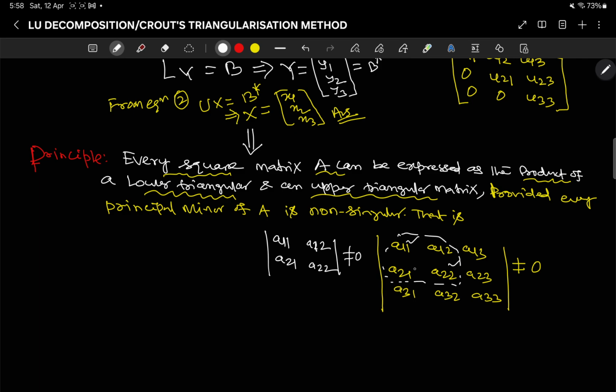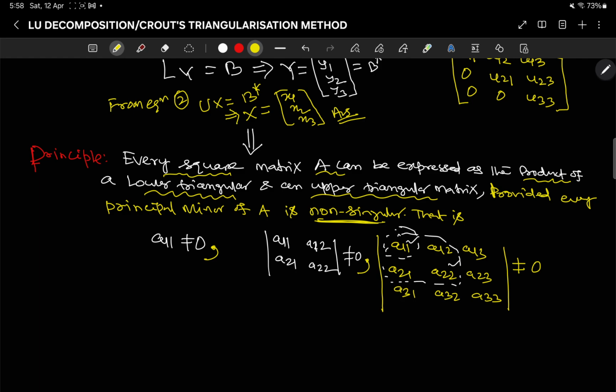And if I take a single one, this is my A11, which is not equal to 0. So collectively A11 is not equal to 0, this is not equal to 0, and this is not equal to 0. These are the three principal minors for a 3 cross 3 matrix. That means the matrix is non-singular. A square matrix A is said to be non-singular if the determinant of the matrix is not equal to 0. Once any of the principal minors is 0, this LU decomposition will not work.